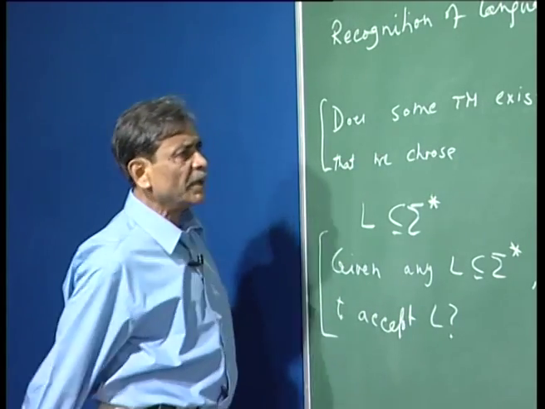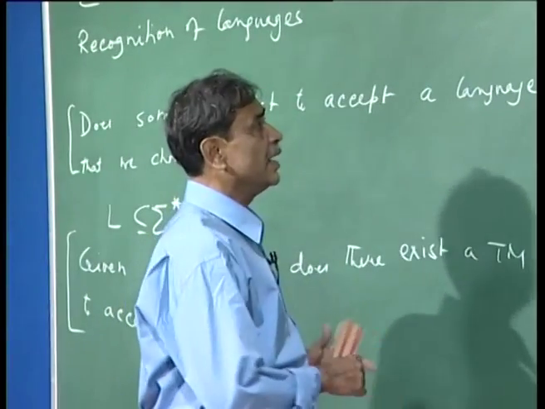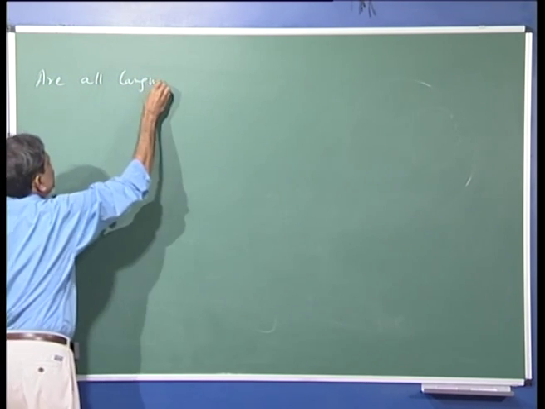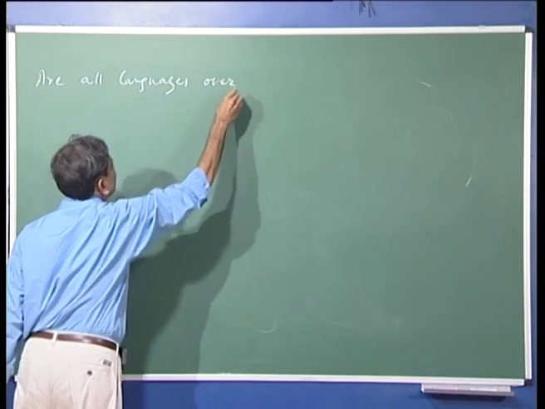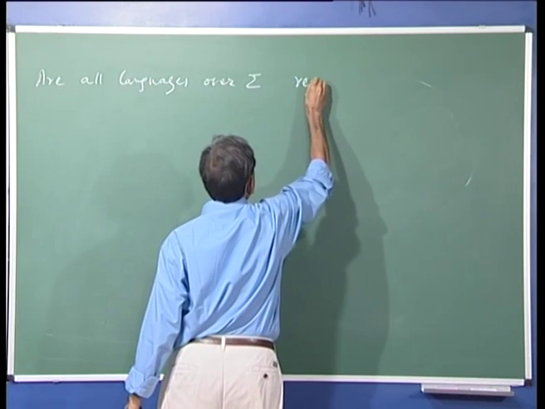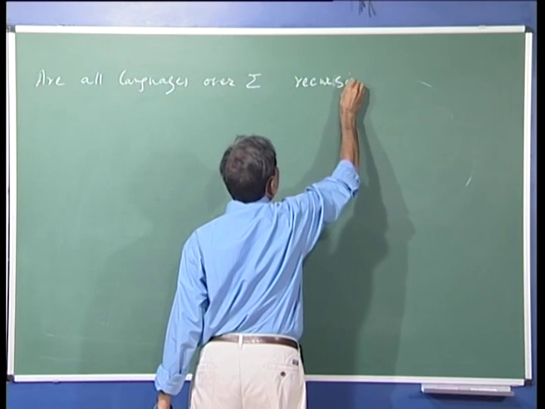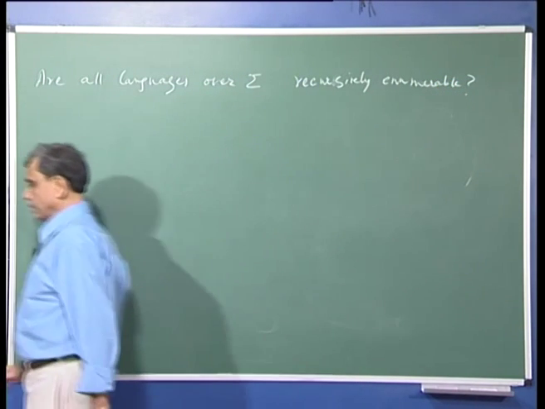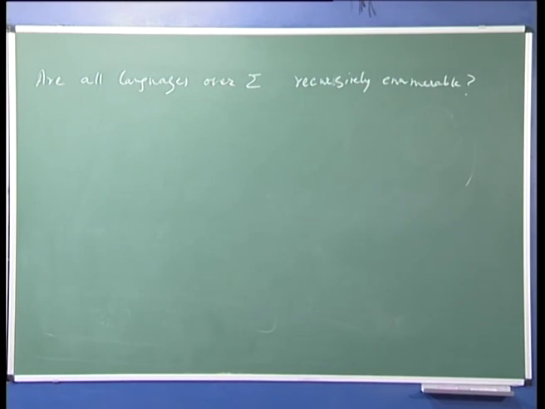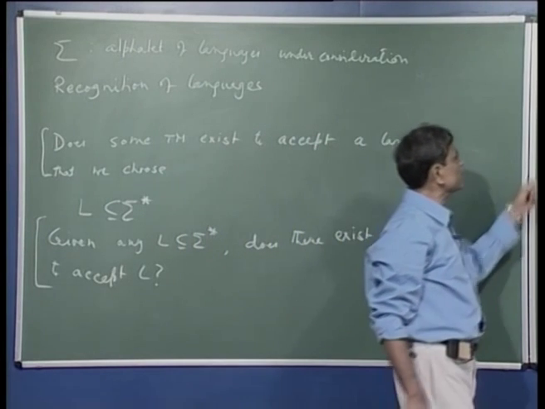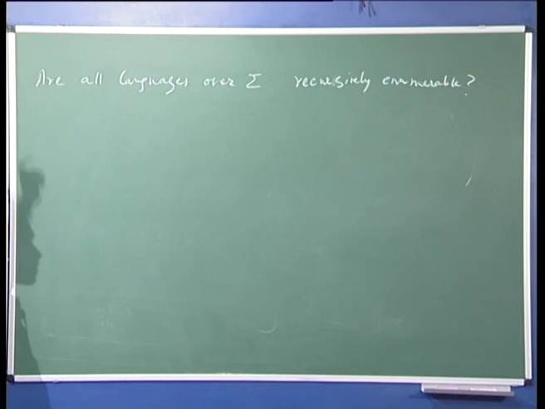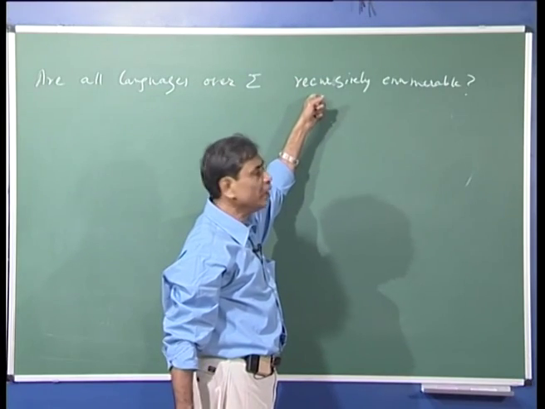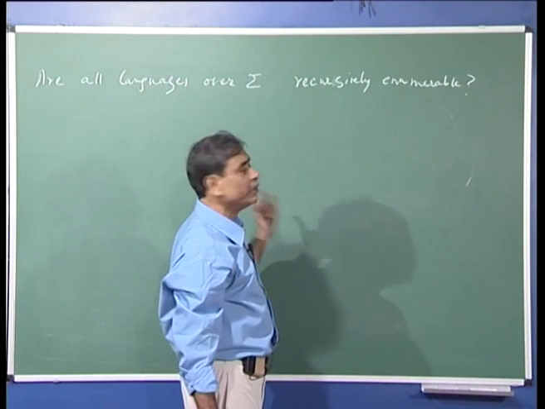So, in other words, what we are really asking is: are all languages over sigma recursively enumerable? That is the focused way of asking about the power of Turing machines, so far as language recognition is concerned, over some fixed alphabet. Remember, once more, the definition of recursive enumerability: we say a language is recursively enumerable if there is a Turing machine to accept that language.